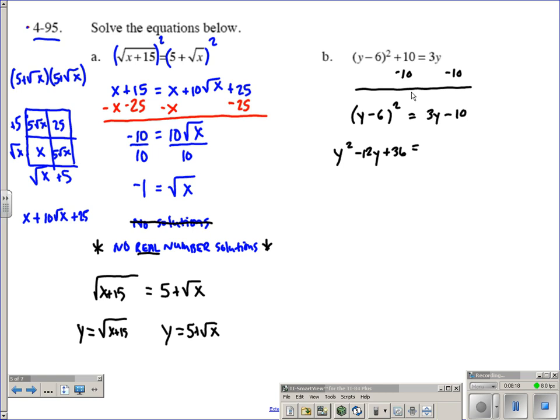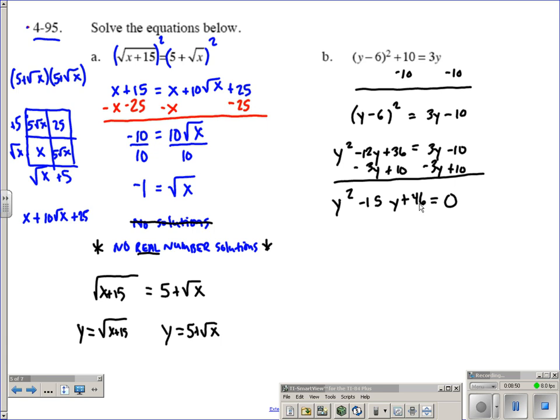And I guess I didn't actually have to move my 10 over there. That was just kind of me. I don't know. It was fun, so I did it. Because now I actually end up moving it back. So I'm going to subtract my 3y from each side, and I'm going to add 10 back to each side there. I guess I really didn't need to move it like I said, but whatever. So we have y squared minus 15y plus 46 equals 0.